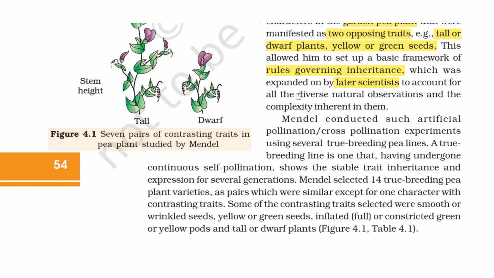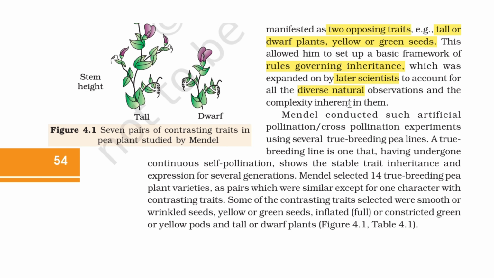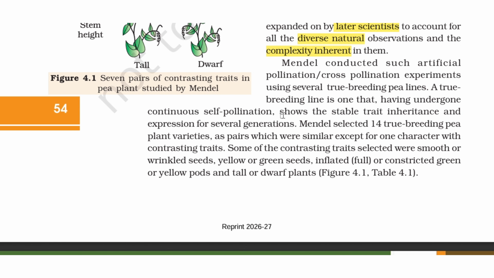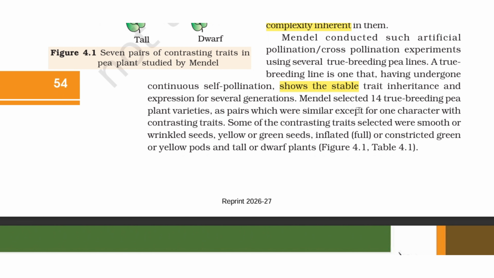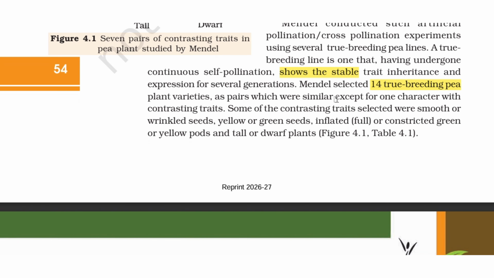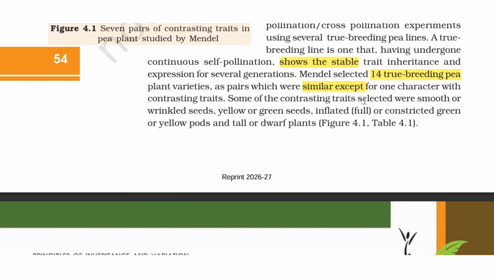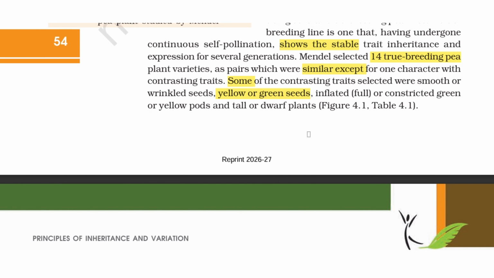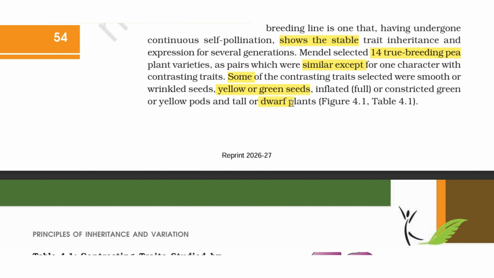Mendel conducted such artificial pollination, cross-pollination experiments using several true-breeding pea lines. A true breeding line is one that, having undergone continuous self-pollination, shows the stable trait inheritance and expression for several generations. Mendel selected 14 true-breeding pea plant varieties as pairs which were similar except for one character with contrasting traits. Some of the contrasting traits selected were smooth or wrinkled seeds, yellow or green seeds, inflated, full, or constricted green or yellow pods, and tall or dwarf plants, figure 4.1, table 4.1.